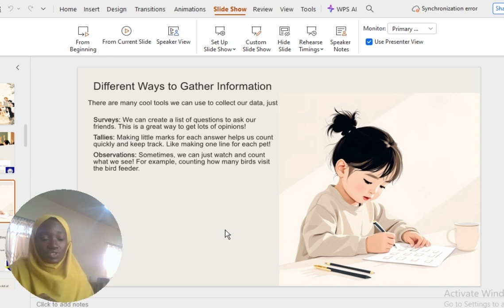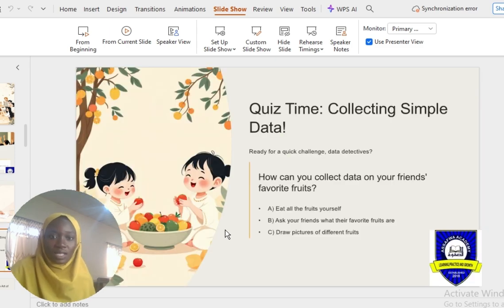We use lines, like making one line for each pet, just to keep track of our answers. Now we have observation. Sometimes we can just watch and count what we see. For example, counting how many birds visit the bird feeder, or counting the grains of food before you cook, like beans in soup. That's how we get our data.